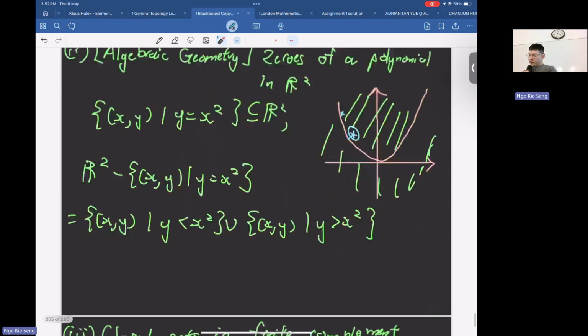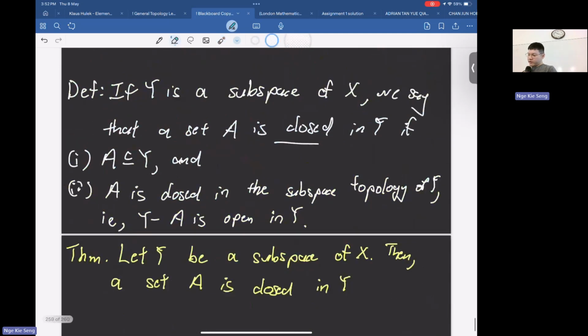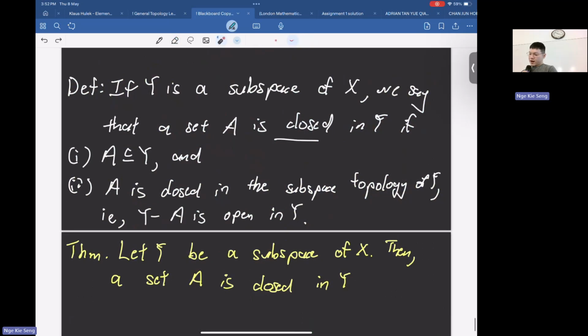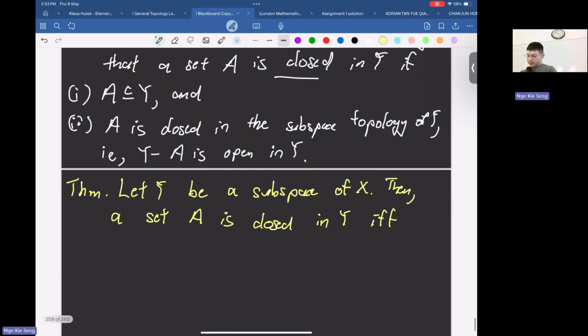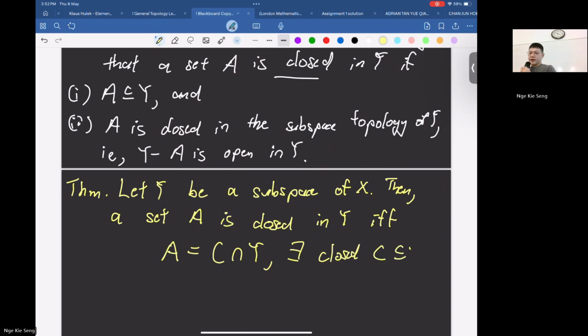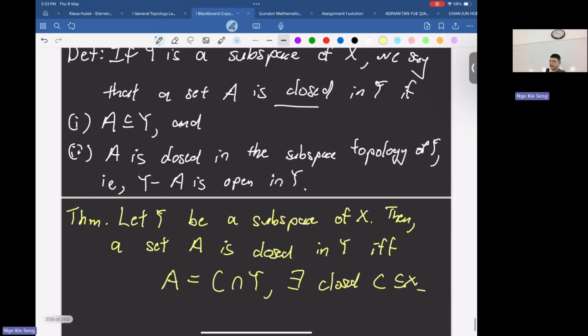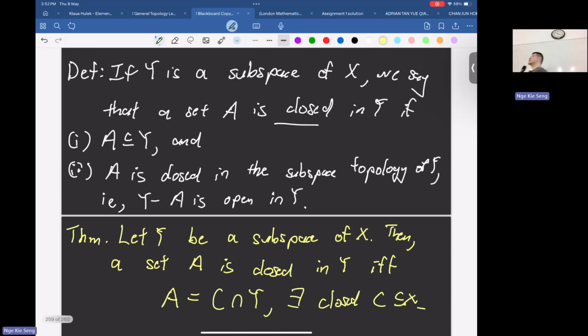In this case, when we defined closed subspace topology, we didn't write this. But we're going to formulate that it is also the same as saying that this A is the intersection of C and Y such that C is closed in X. We're going to prove this. We will do it together later, and there's a very nice picture to see for this proof. In fact, these two definitions are equivalent.